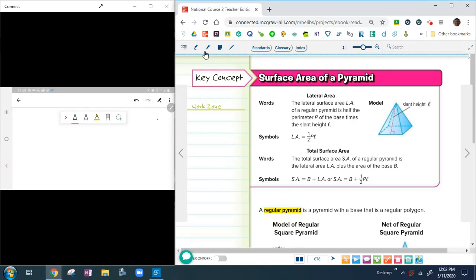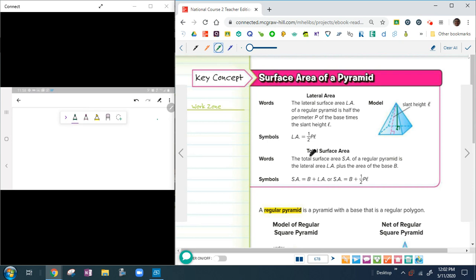Slant height is the height of the actual triangles that make up these lateral faces. It's not the height of the pyramid, which we are used to. It's not the height that goes from the center of the base up to the apex. That's a different height, which meets the base at a right angle. The slant height is the height of the triangular faces. So we can use this formula to find the lateral area.